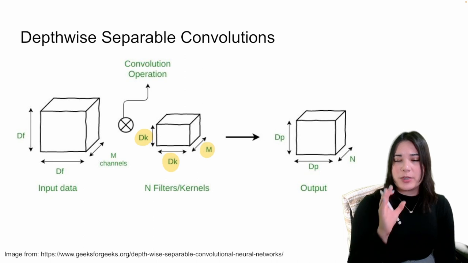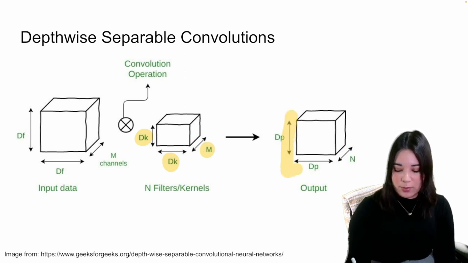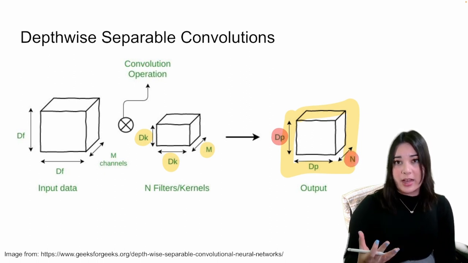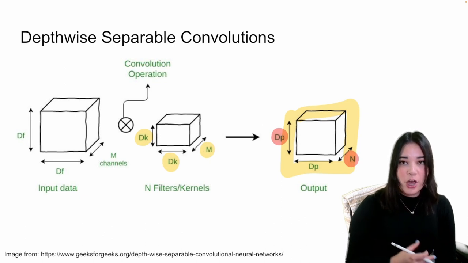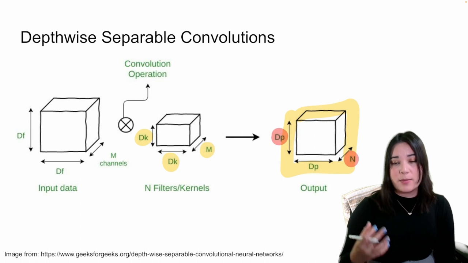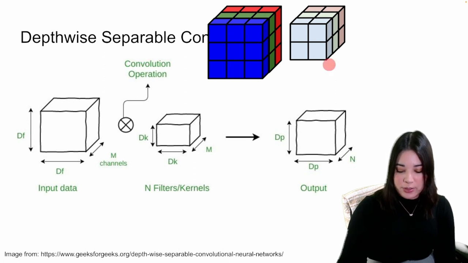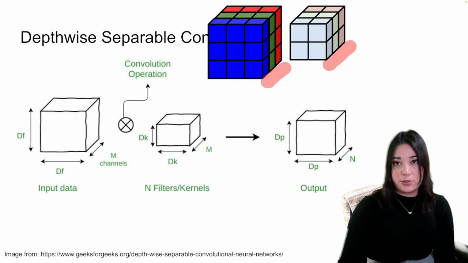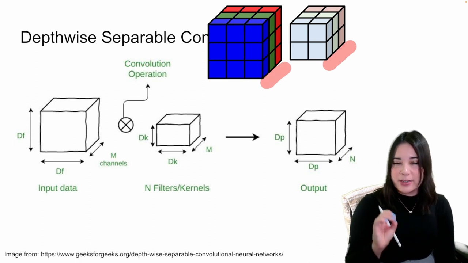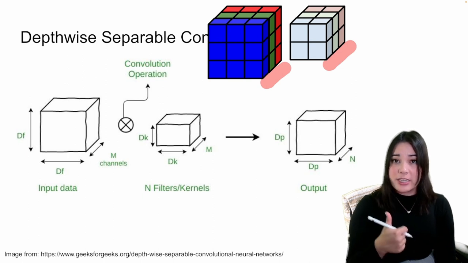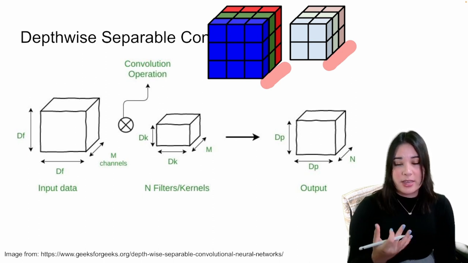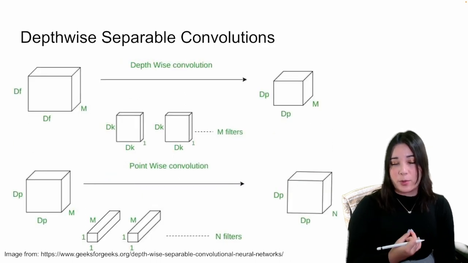In a typical convolution, we take that filter and slide it across our image to get our output. dp is the number of places that the filter can land, and n is the number of filters that are applied. So when we have n dk by dk filters, we end up with an output of size dp by dp by n. But what if I told you there was a way to get a very similar output, but with much fewer mathematical operations and with fewer learnable parameters, thus making our network a lot faster? That is what depthwise separable convolutions attempt to do.